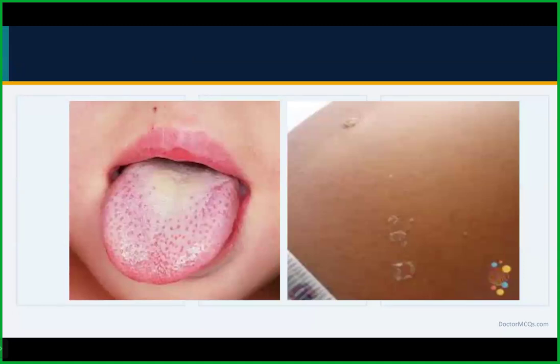So this is a strawberry tongue. And when the rash is going to disappear, you can see the peeling of the skin. This is significant in scarlet fever.